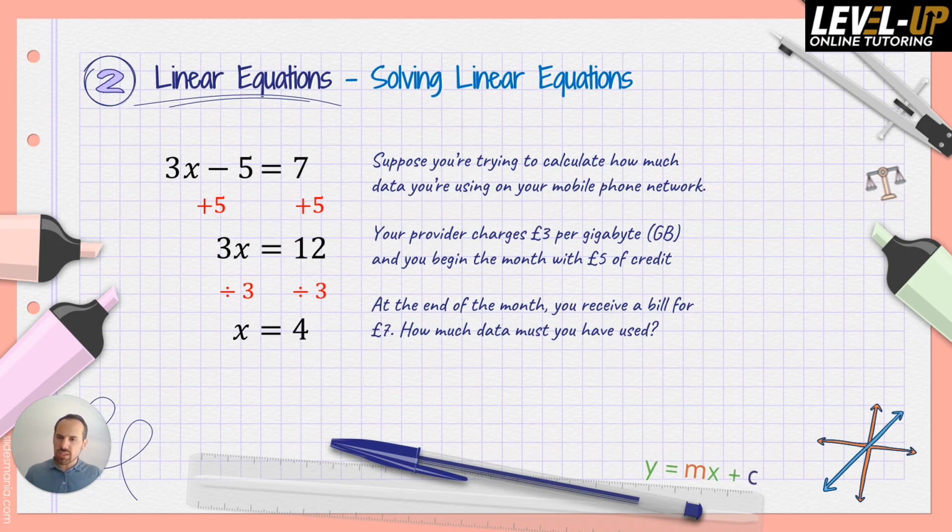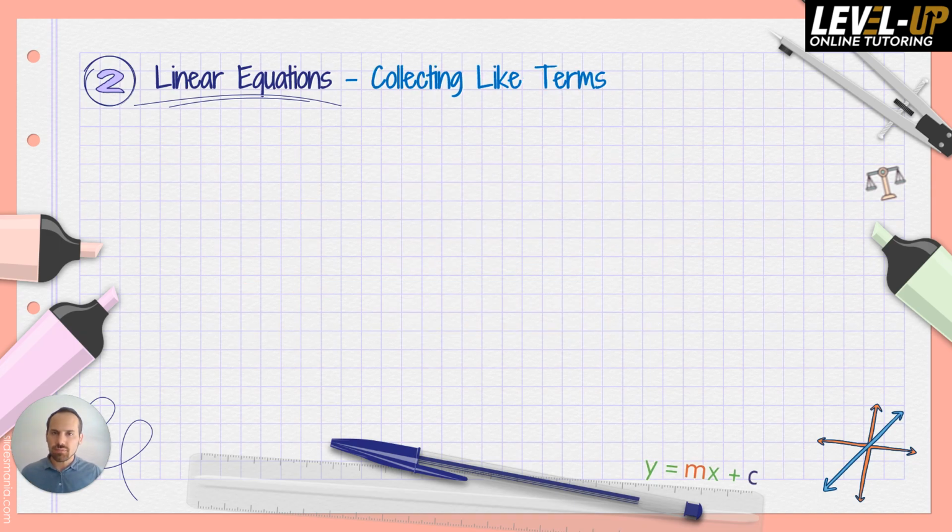So the total bill is going to be 3x minus 5. And we've been told that came to £7. And so you see this 3x minus 5 would model this scenario. And if we then solve that equation, it gives us x equals 4. So that would tell us we used 4 gigabytes if this was the scenario we were faced with. So that's an example of algebra being used to solve a real life problem.